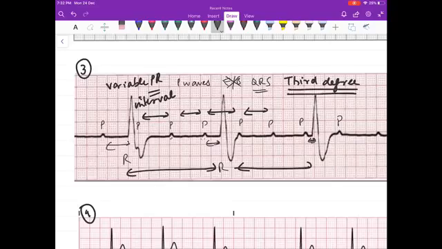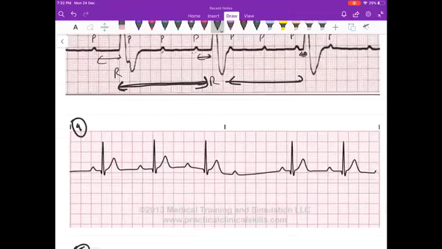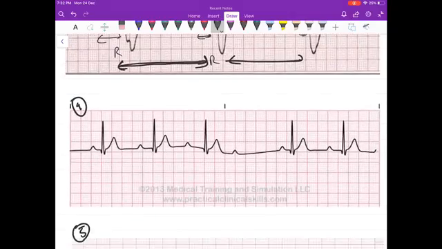Why? Because every P wave is not followed by a QRS, and the PP interval is equal to the PP interval, and the RR interval is equal to the RR interval, and the RR interval is not equal to the PP interval. So you understand the points, friends, which I mentioned earlier in this video. So moving on to the next ECG.